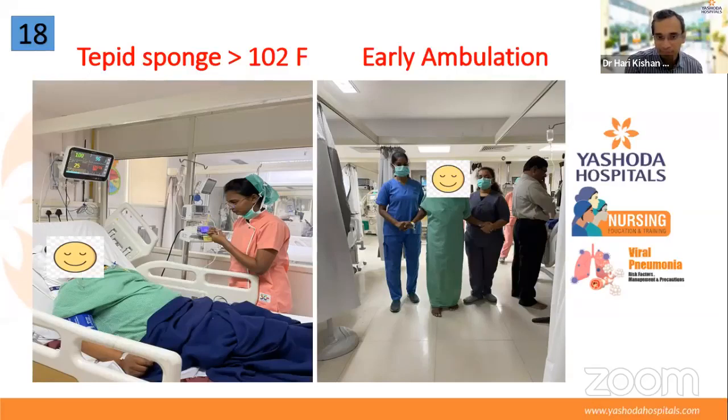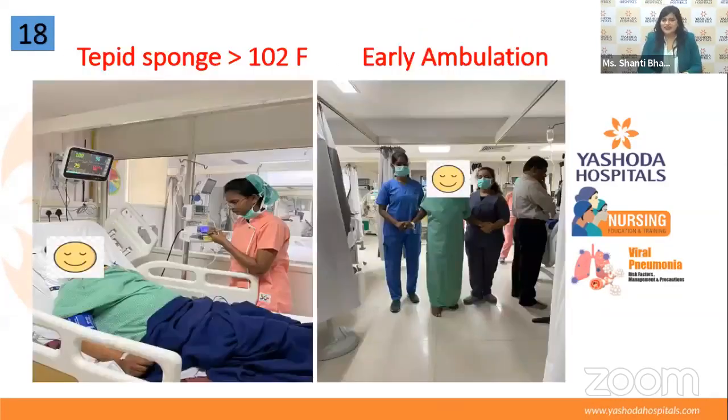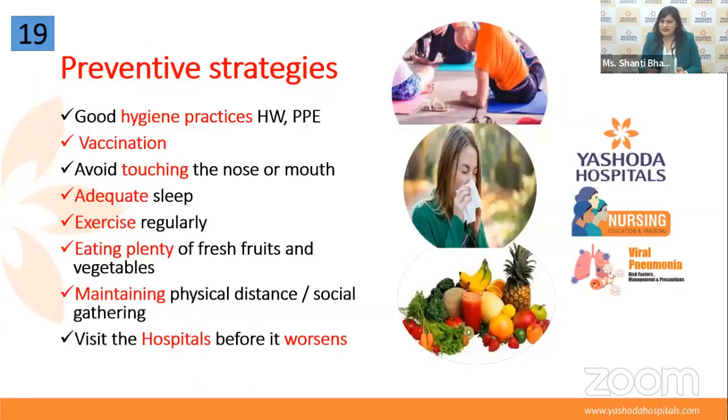So we have almost come to the end of the discussion. Preventive strategies: good hygiene practices, as you were mentioning, avoid touching the nose, adequate sleep and exercise, which will aid in recovery, eat plenty of fresh vegetables, maintain physical distance, and visit the hospital before it worsens. We would also like you to convey to the viewers the role of vaccination and over-the-counter medications, which are very commonly taken up when they have upper respiratory tract symptoms.